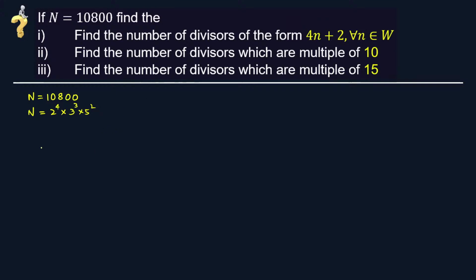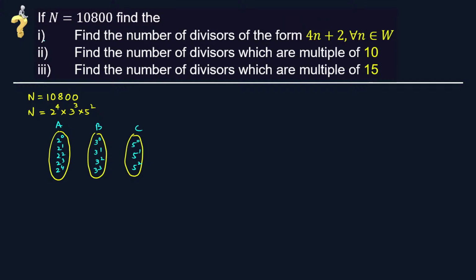Now before doing anything else, I simply draw 3 sets, because there are 3 primes involved. Set A, set B and set C. Set A contains 2 to the power 0, 2 to the power 1, 2 square, 2 cube, 2 to the power 4. Set B contains 3 to the power 0, 3 to the power 1, 3 square and 3 cube. And set C contains 5 to the power 0, 5 to the power 1, 5 square.